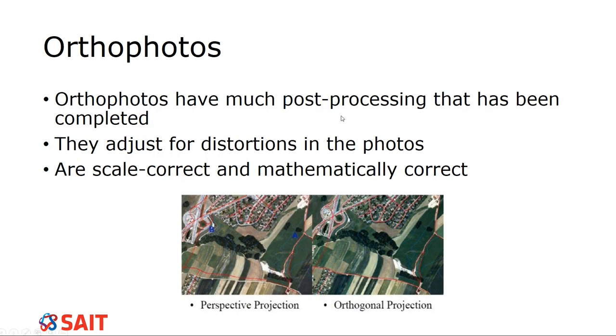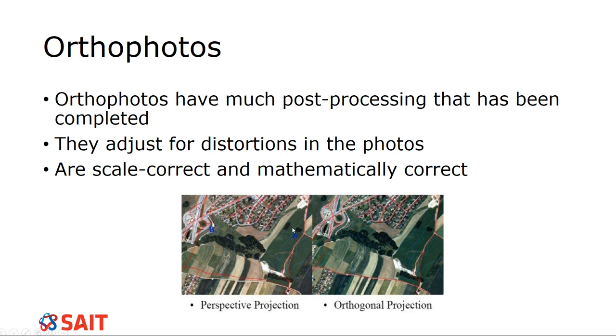The last thing about orthophotos is that they have a lot of post-processing that has been completed. A raw aerial photo has no post-processing. An orthophoto has a lot. In fact, you get to do an entire course on how to post-process aerial photos to make them orthophotos. Orthophotos adjust for distortions in the photos so that they are scale correct and mathematically correct. Oftentimes we put them in a TM projection, like a 3TM or a UTM projection, because the scale is correct in that, and we can say everything's mathematically reliable.